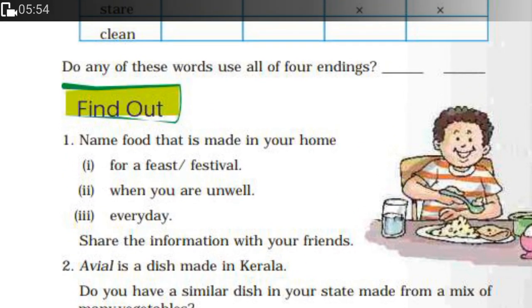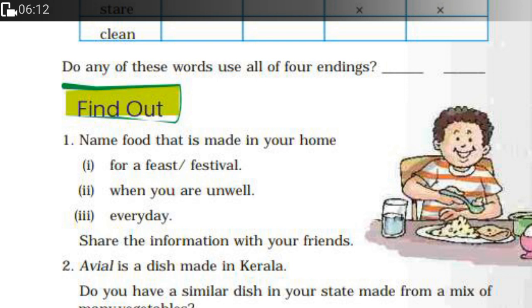Now let's find out. Name food that is made in your home. Now, name any particular kind of food that you make at home, especially during a feast or a festival. Now, feast and festival can be confusing.